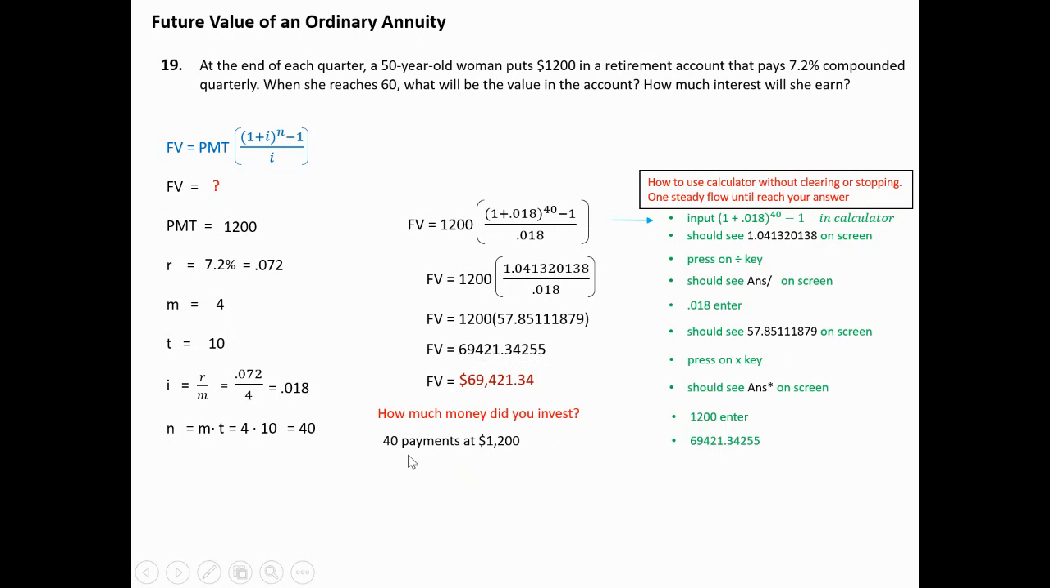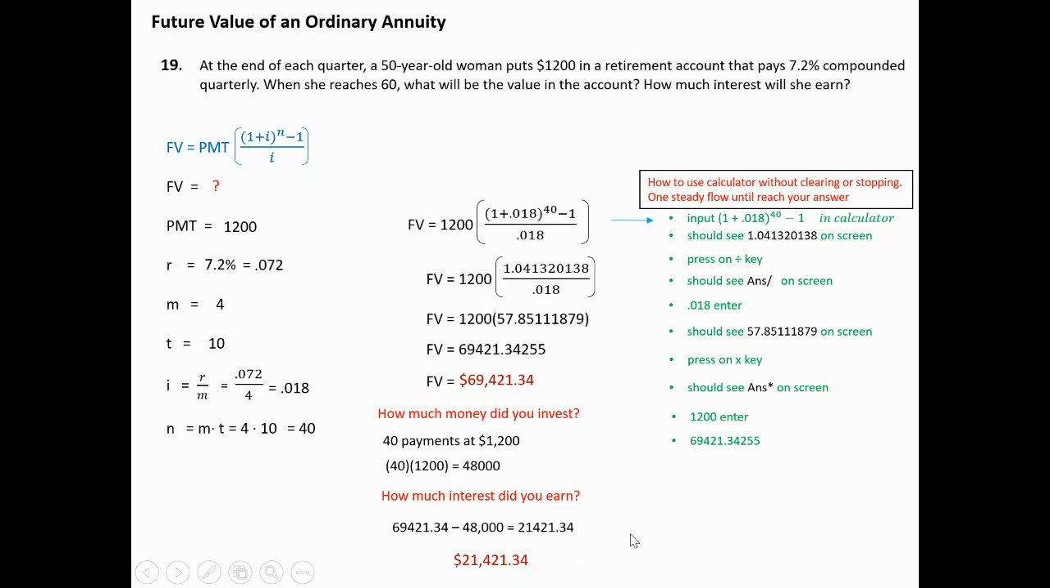Okay, now, how much money did you invest? So how much money did you actually put in out of your pocket? So you had 40 payments of $1,200. So you multiply 40 times 1,200, which gives you 48,000. So in other words, only 48,000 came out of your pocket, and the rest was interest. So you subtract the 48,000 from the 69,421 and 34 cents. So eventually you earn $21,421.34 in interest, which is not bad at all.